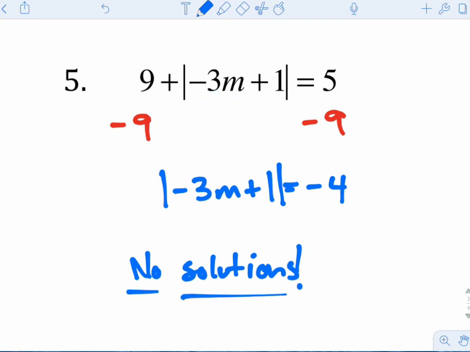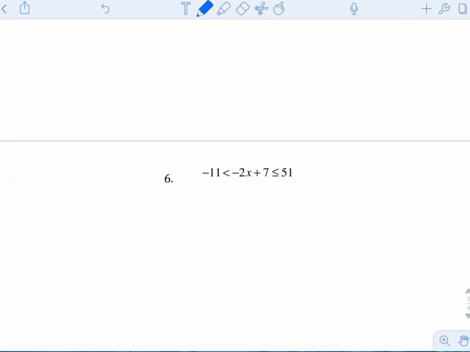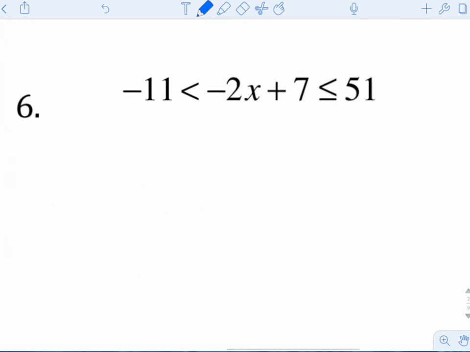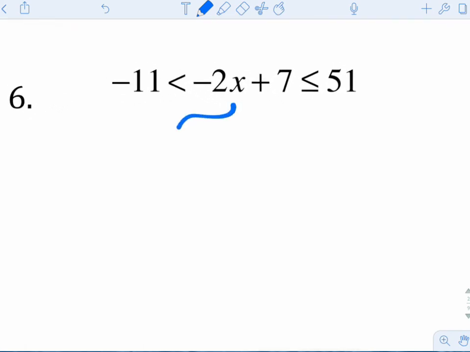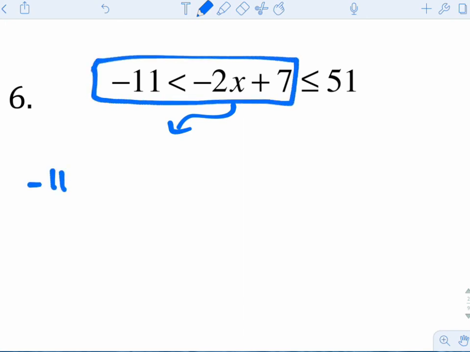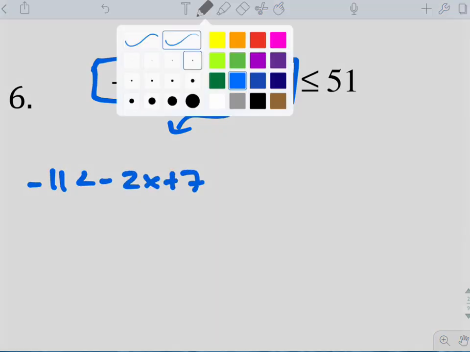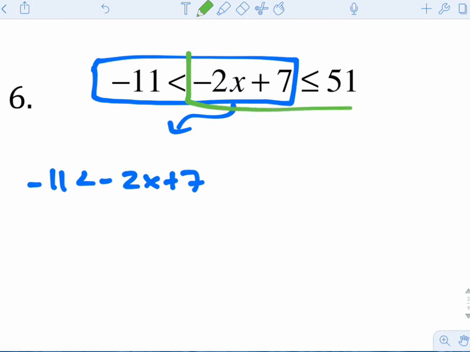All right, number 6. Now we've got an inequality, and one of these compound inequalities to begin with. There are two ways to do this, and maybe I'll have time to show you both. What I would suggest is to immediately split this up into two inequalities. The first inequality: negative 11 is less than negative 2x plus 7. But we also have the inequality: negative 2x plus 7 is less than or equal to 51.